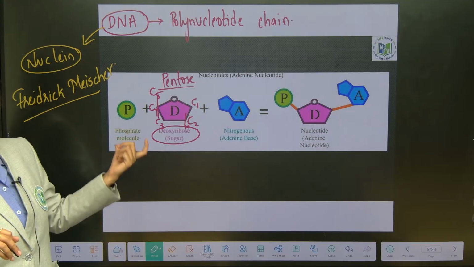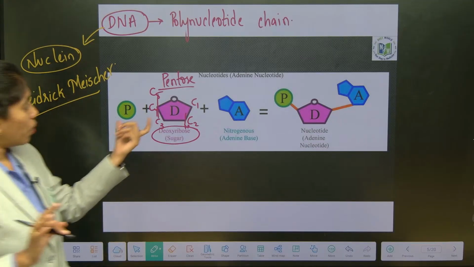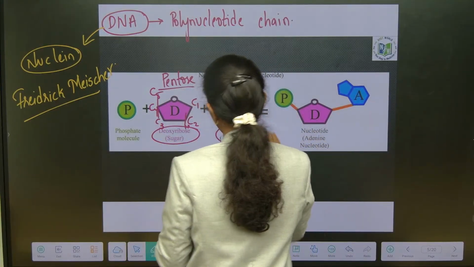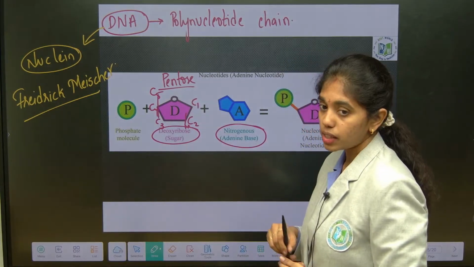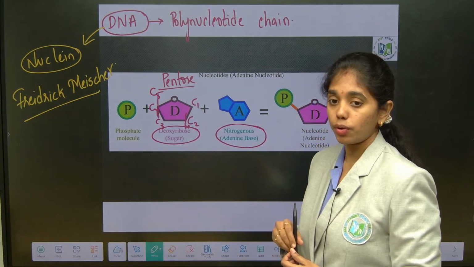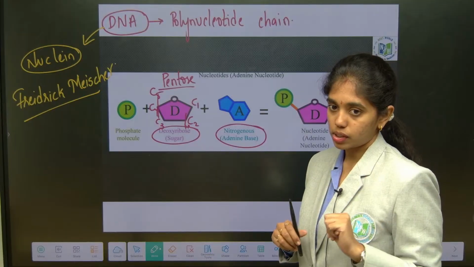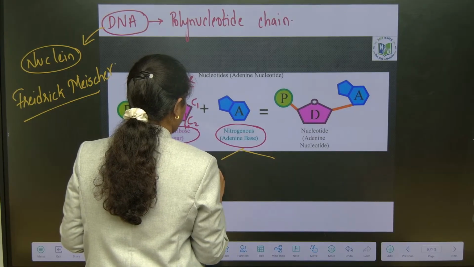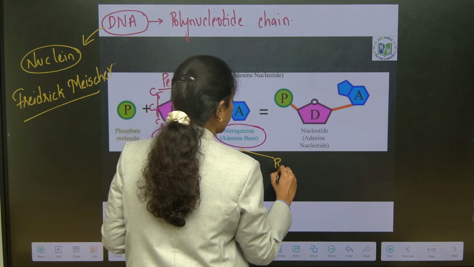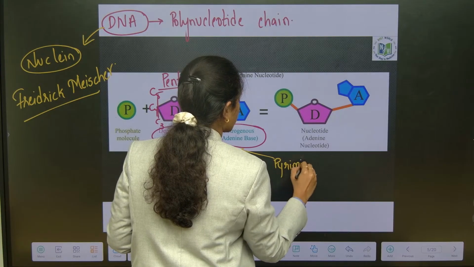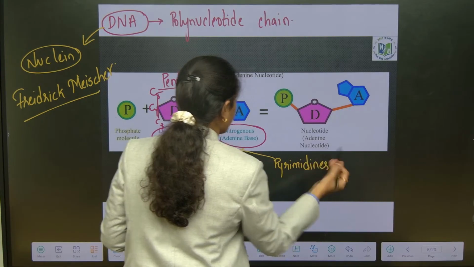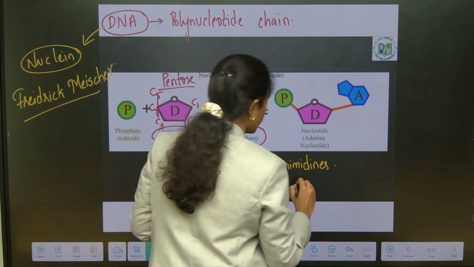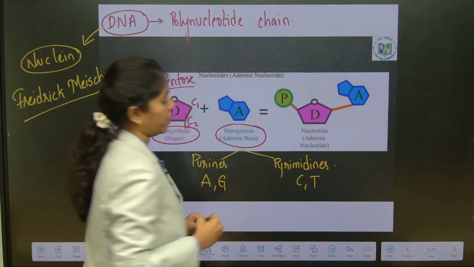How is a single nucleotide formed? One sugar molecule is first bound with a nitrogenous base. What are the nitrogenous bases associated with a DNA nucleotide? We have four nitrogen bases here, two purines and two pyrimidines. Purines are adenine and guanine. Pyrimidines are cytosine and thymine.